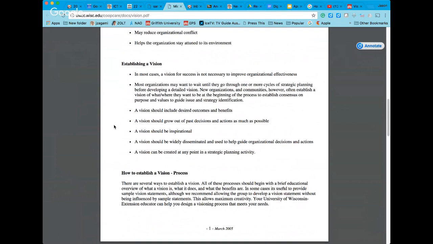Any questions on that, Sarah? You have just mentioned that a school should create a vision every year. Then what's the difference between vision and the goals?